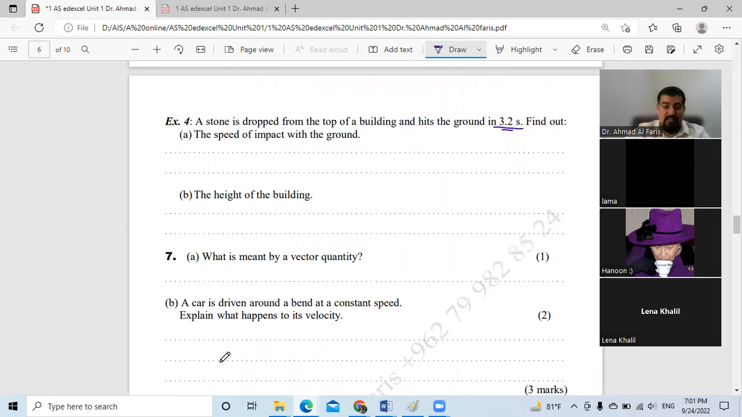Yes, what's the answer here? We have 3 given. The time. The word "dropped" means they give us the initial speed, which is 0, and also they give us the acceleration.